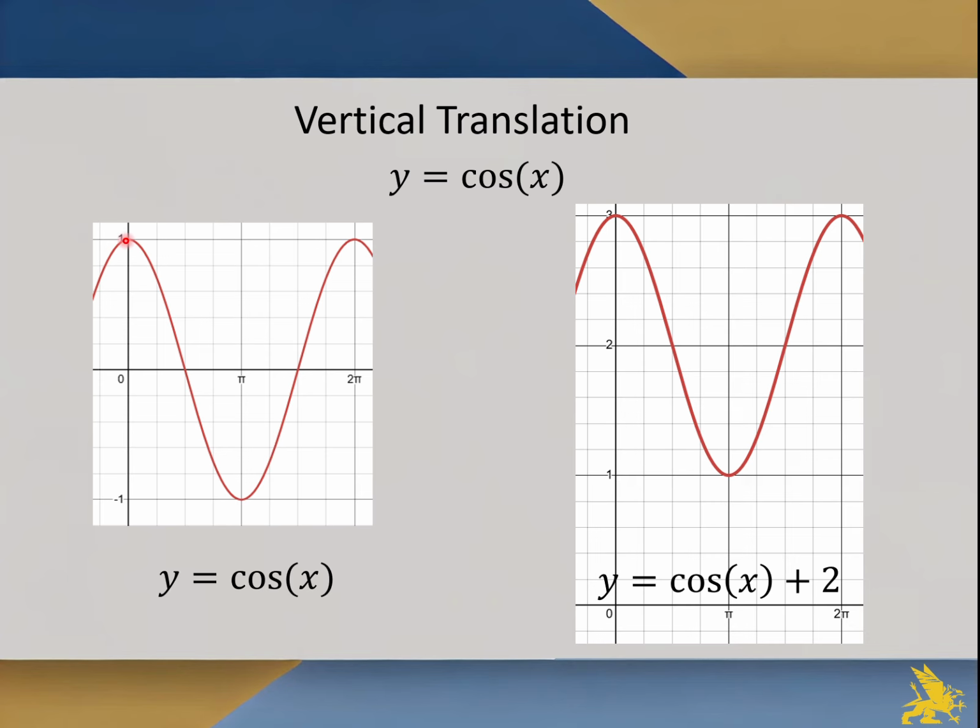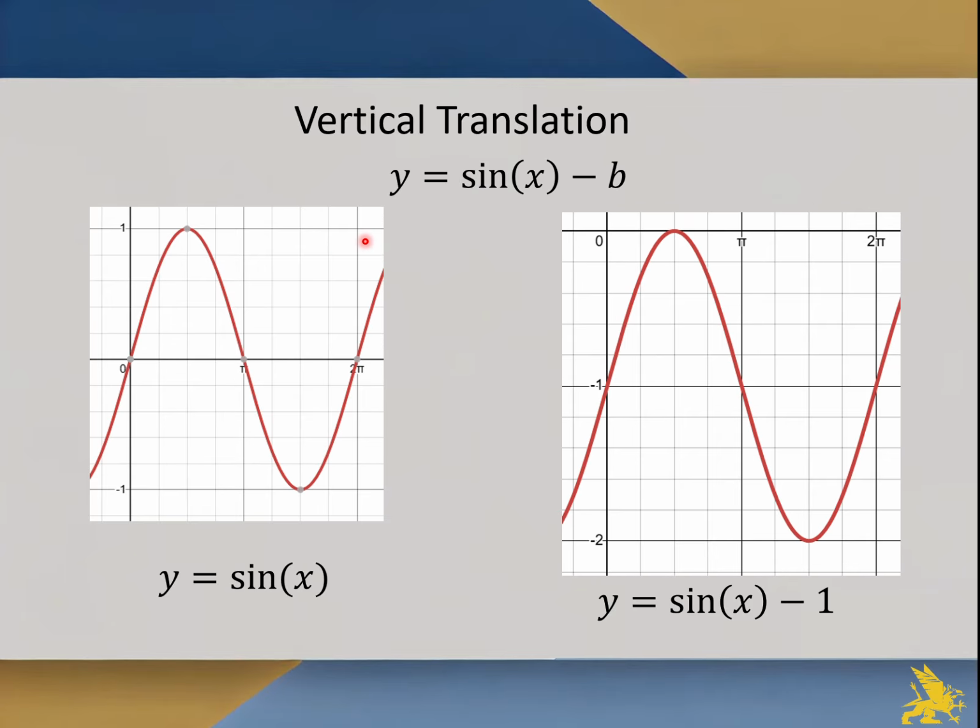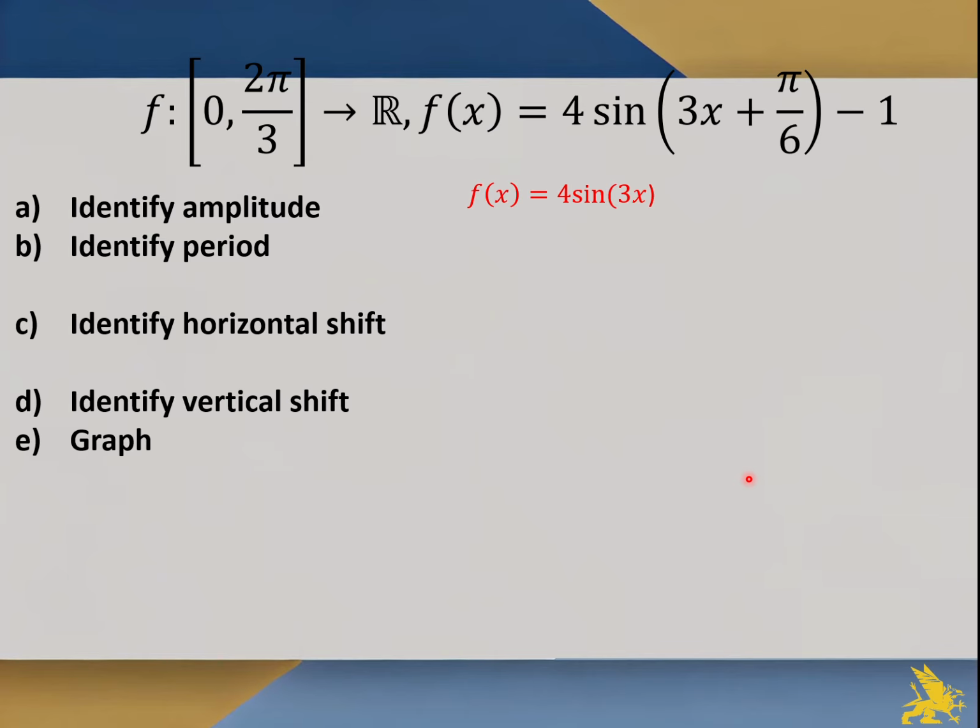So keep in mind, knowing these 5 points, and knowing that they are shifting up, will help us graph everything. So again, with sine, if I've got sine take away b, it's going to be pushing it down.